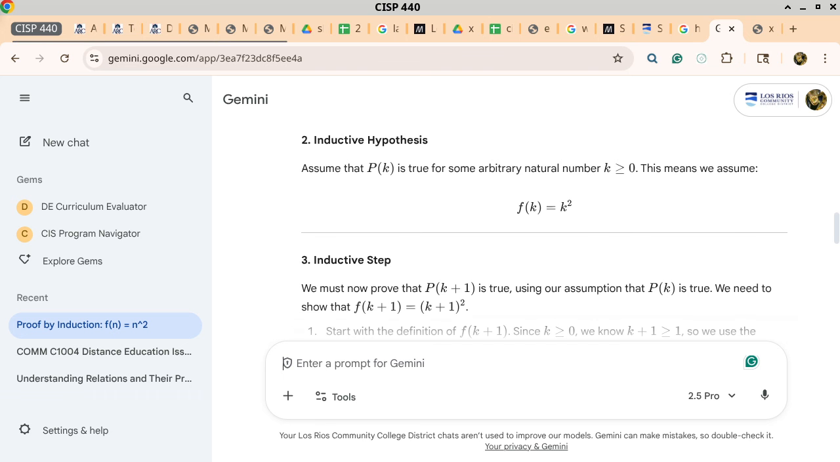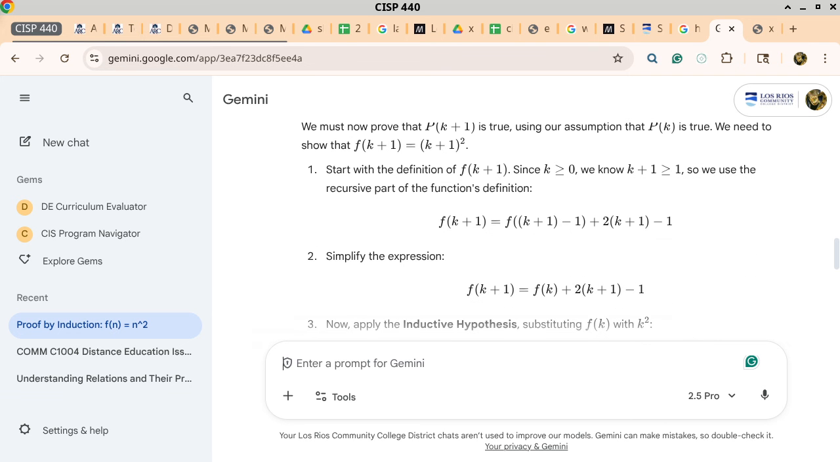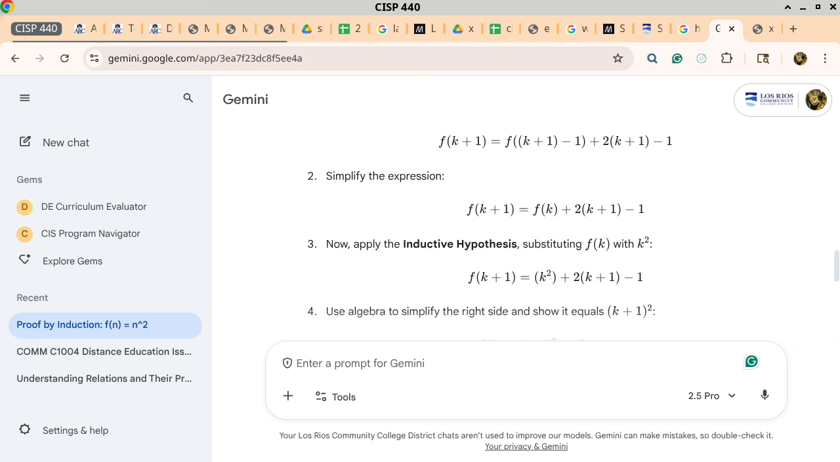The induction hypothesis, which is what I call the assumption, but some people call it the hypothesis. So assume P of k is true for some arbitrary natural number k that is greater than or equal to 0. That means we can assume blah, blah, blah. And then all the steps are basically identical to what we just said.